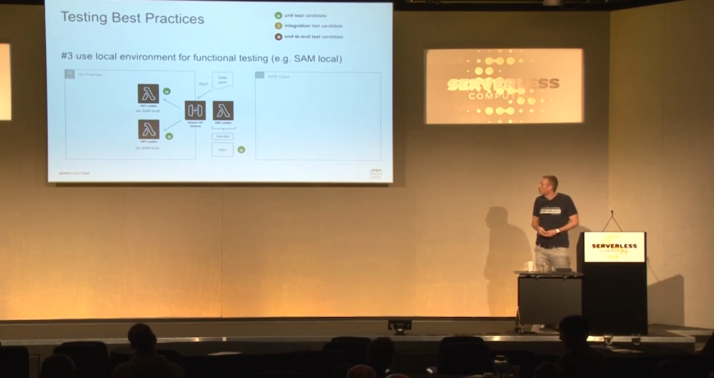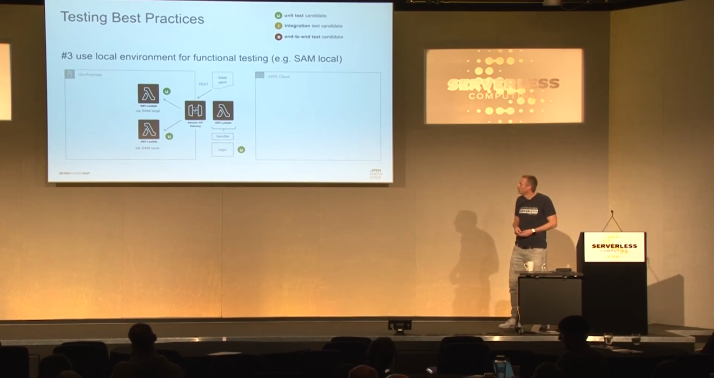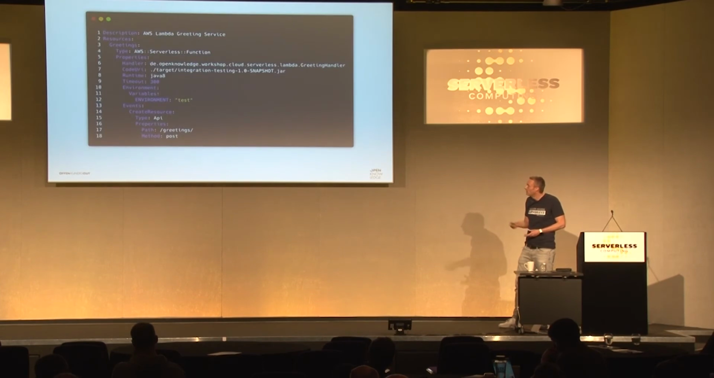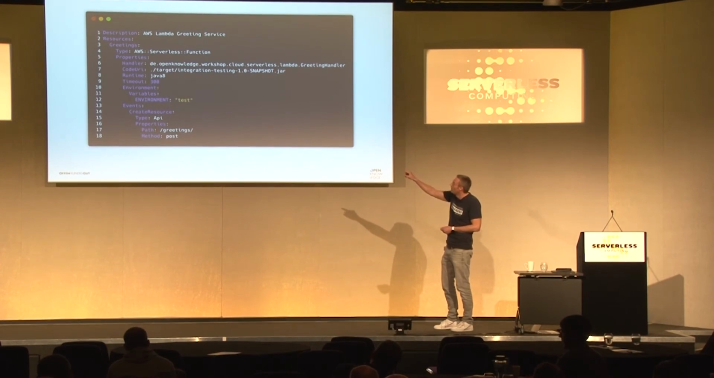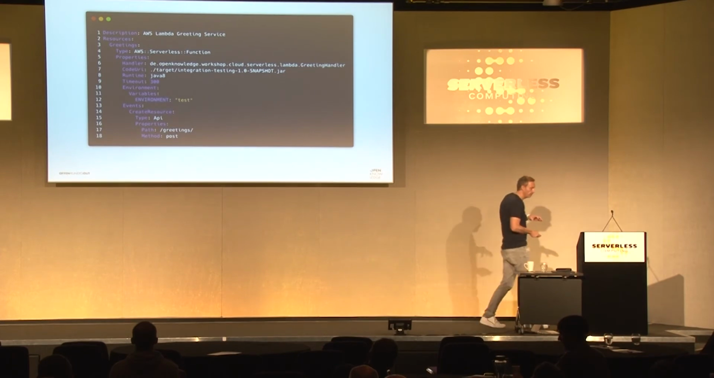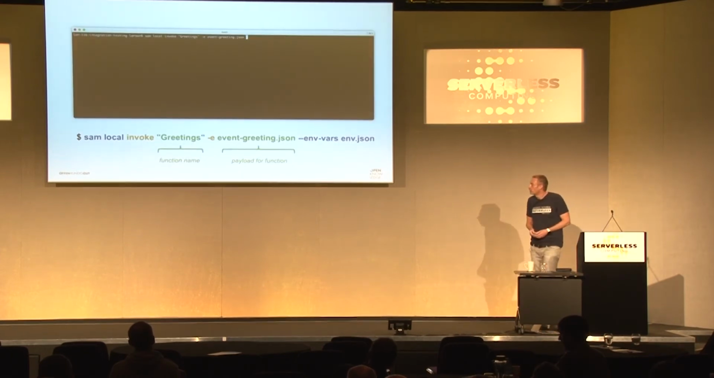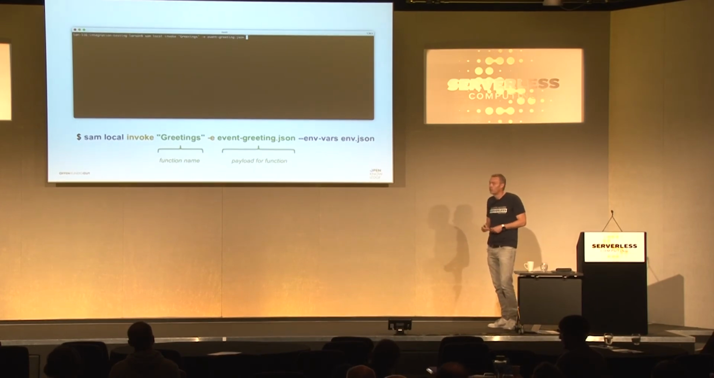So we have a kind of description of our method and the infrastructure our method needs, like we see over here. We have our greeting function, and what we see is that the handler method is de.openknowledge.something.GreetingHandler, which you can find in the testing 1.0 snapshot jar, and you see the runtime is Java 8, and also several pieces of information for the API gateway. With the help of this description, we can deploy our Lambda function locally with SAM local, or we can invoke our Lambda function locally with SAM local invoke.